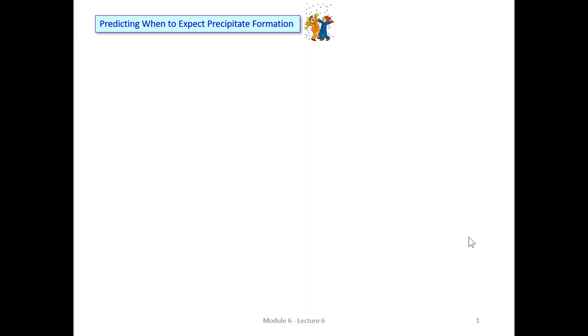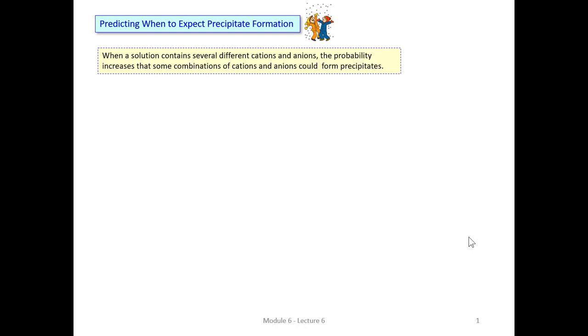In the second part of the lecture, we'll look at some more advanced topics also concerning precipitate formation. Now, when a solution contains several different cations and anions, the probability increases that some combination of cations and anions could form precipitates. We can predict what compounds might precipitate if we remember the following.